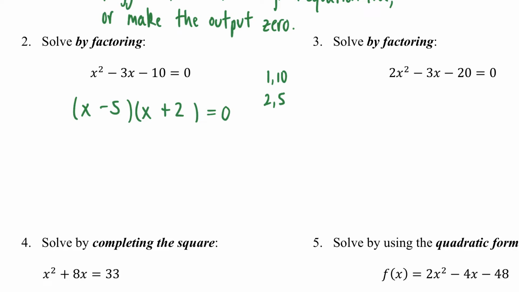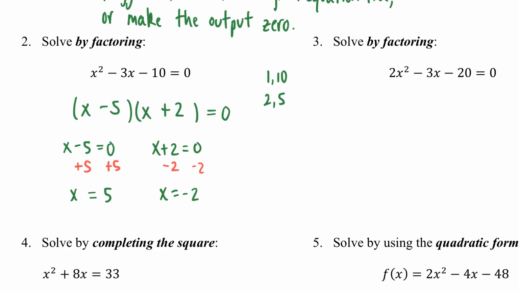Well, there's a pretty quick way to find out. If you let each factor here, so this is a factor, this is a factor, actually equal 0, it'll tell you pretty quickly what x would need to be. So in this case, x would have to be 5, right? So if we add 5 to both sides, you get x is 5. On this one, if you subtract 2 from both sides, you'll get x is negative 2. Okay, so those would be your two solutions there.